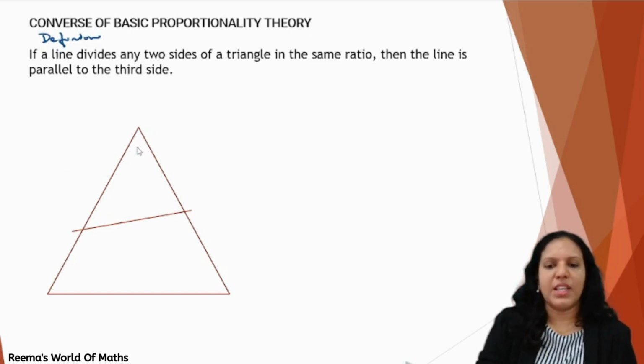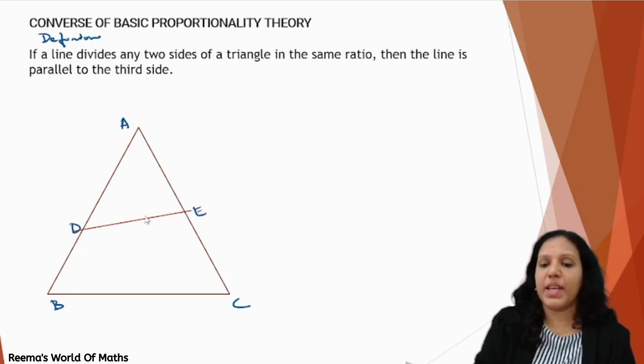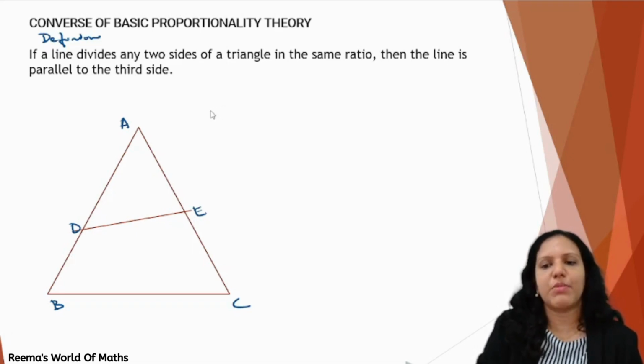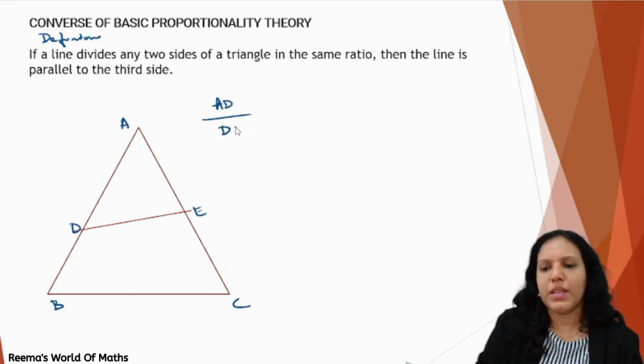So this is the definition of the converse of the basic proportionality theorem. Let's consider triangle ABC, and we have drawn a line DE which intersects AB and AC at two distinct points. We need to prove that DE is parallel to BC. What is given is that the line divides two sides of the triangle in the same ratio, so we can write AD by DB is equal to AE by EC. This is given.